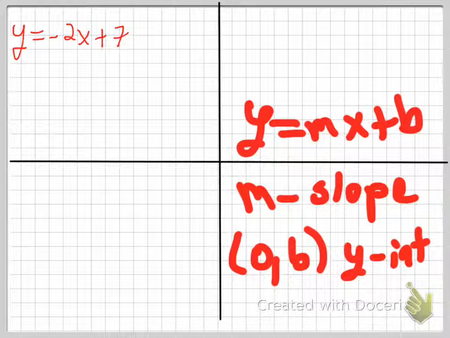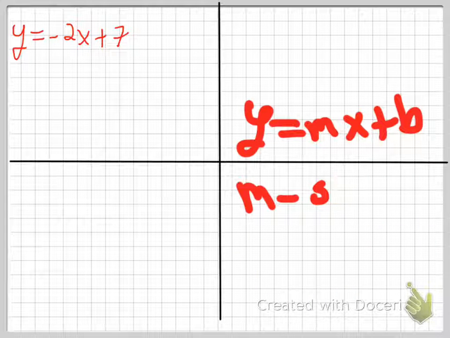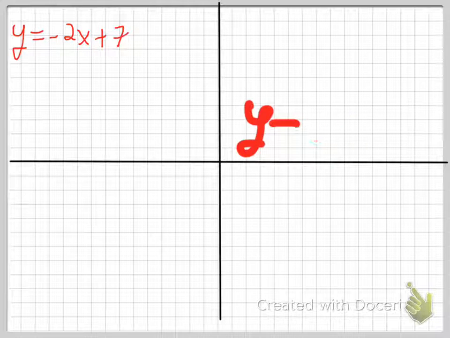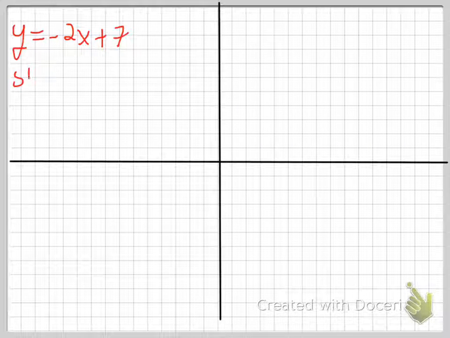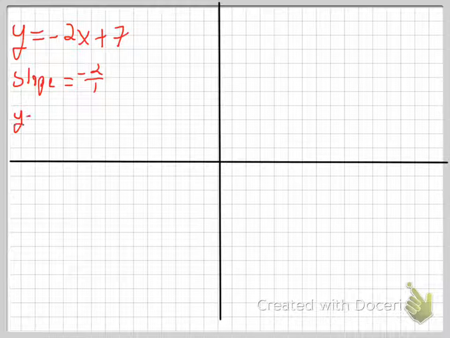So for our particular problem, the negative 2 is the slope, so if we turn that into a fraction, that's negative 2 over 1. So we're going to go down 2 and right 1 for our slope. Our y-intercept is 0, 7, so we're going to start on the y-axis at 0 and 7. So we're going to write that information down. Okay, so our slope, we always make it a fraction, negative 2 over 1 if it's not already. And our y-intercept is 0, 7.